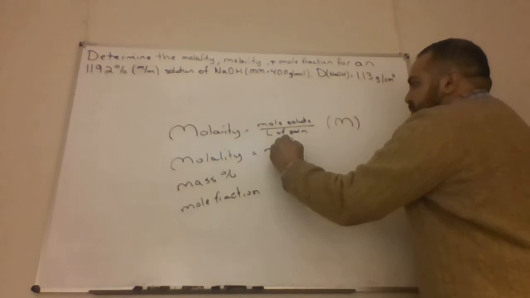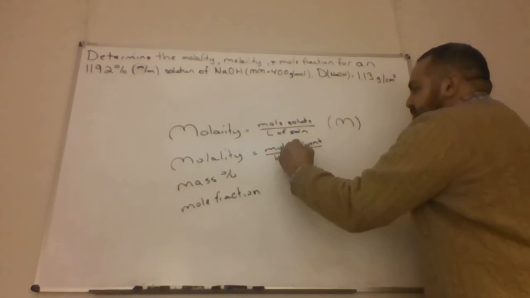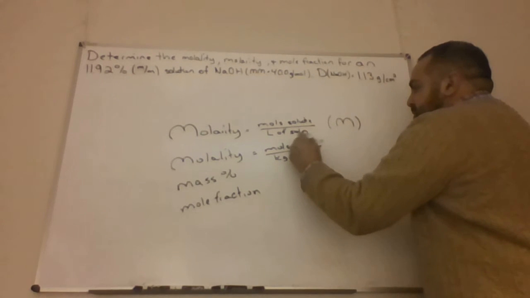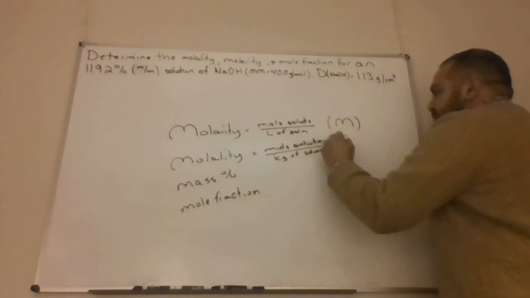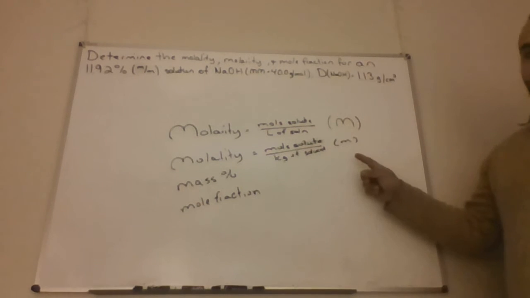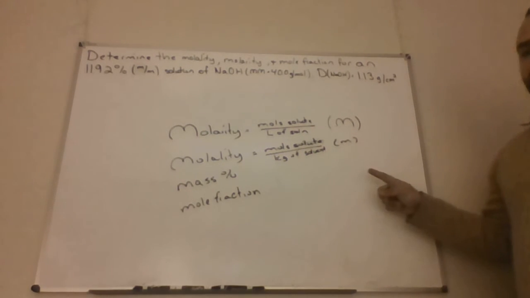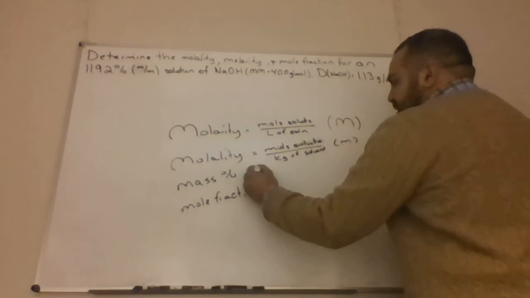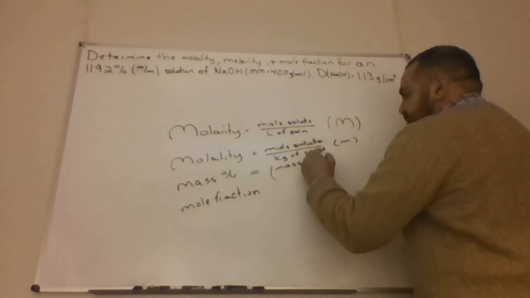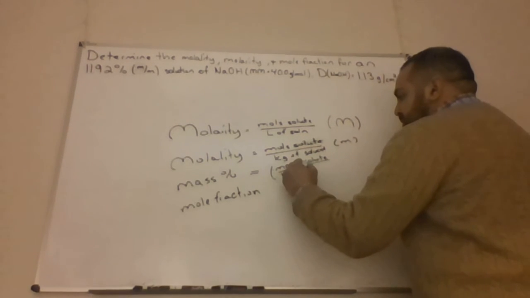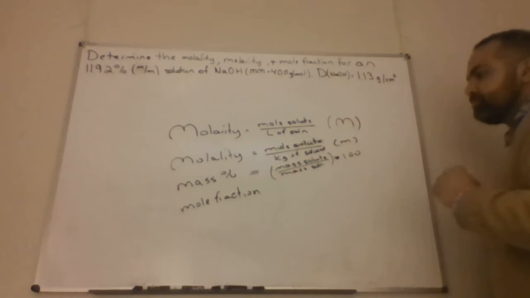Molality is moles of solute over kilograms of solvent, and it's denoted little m. Now little m, not to be confused with mass, little m means molality, and I apologize I can't write straight. Mass percent is mass of solute over mass of solution times 100.